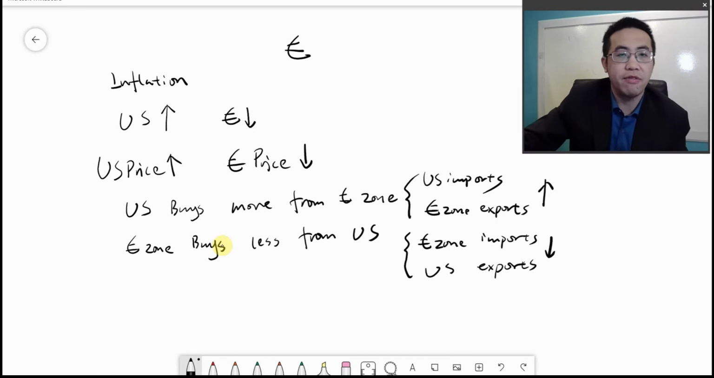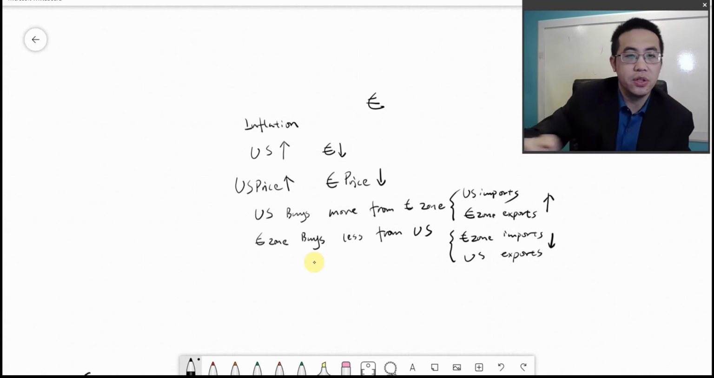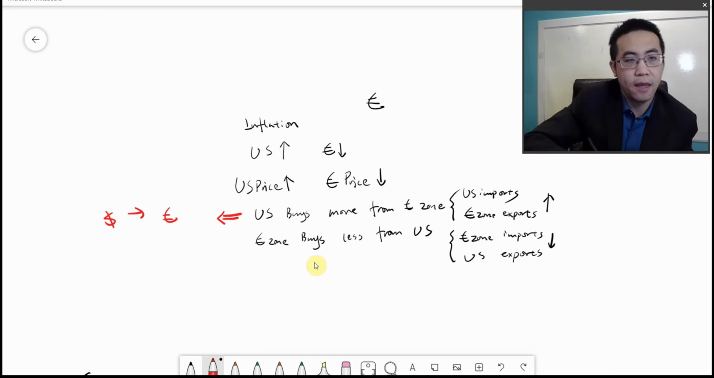Now let's discuss the currency trade here. When we buy from the European people, we will need to convert our dollars to euros. So that implies we're going to do such a conversion. We will need to convert US dollars to euros. That means selling US dollars in the exchange market and buying euros in the exchange market.